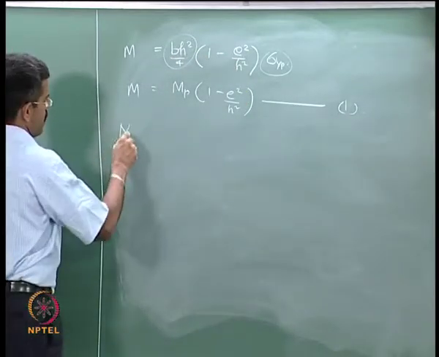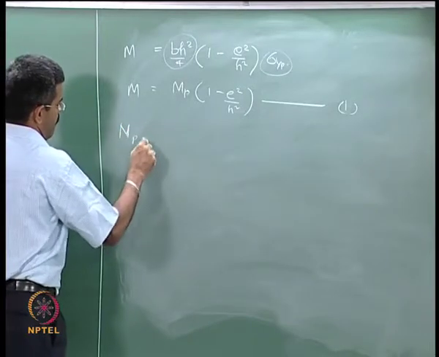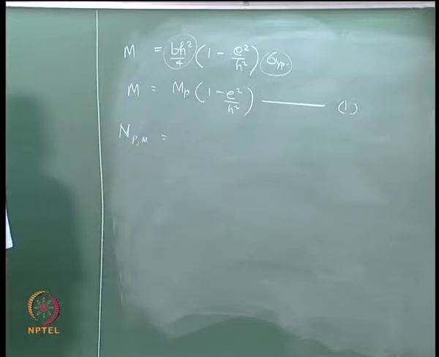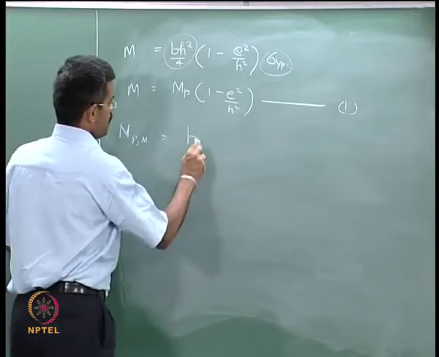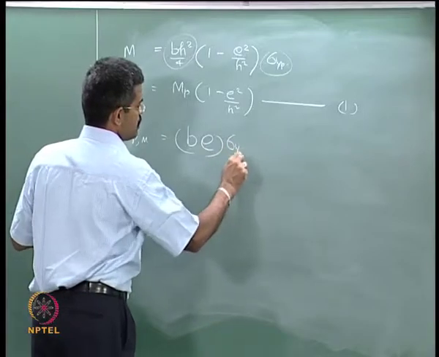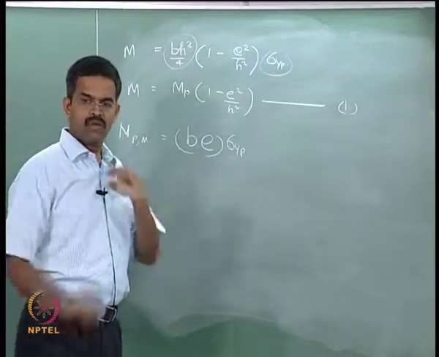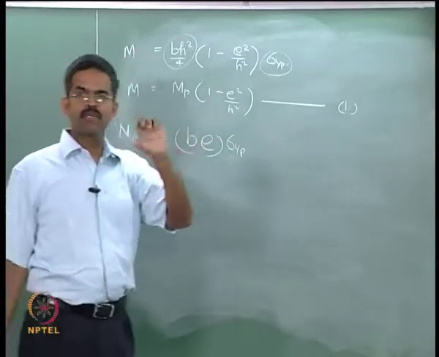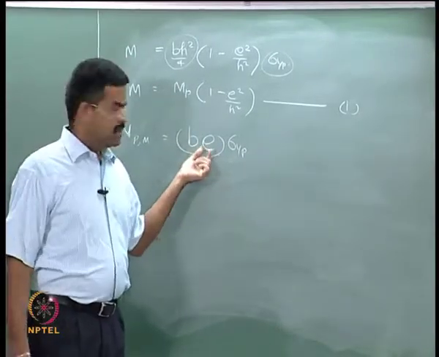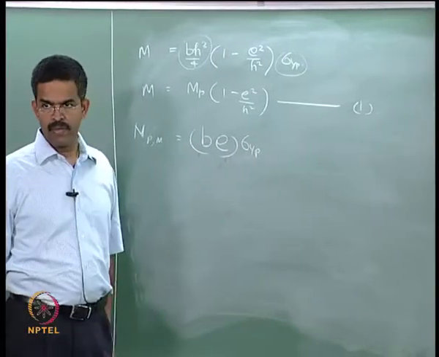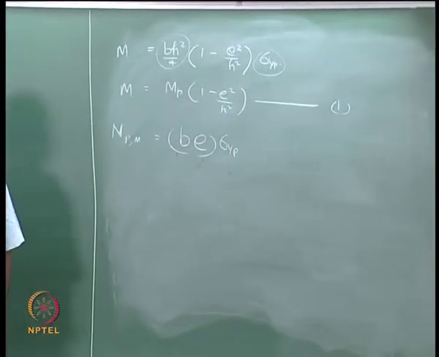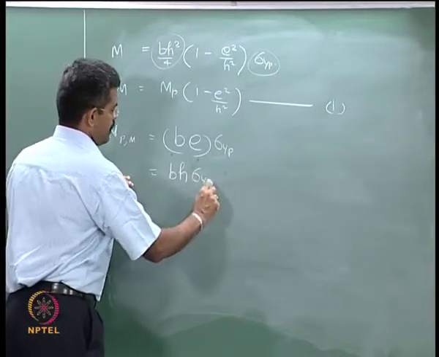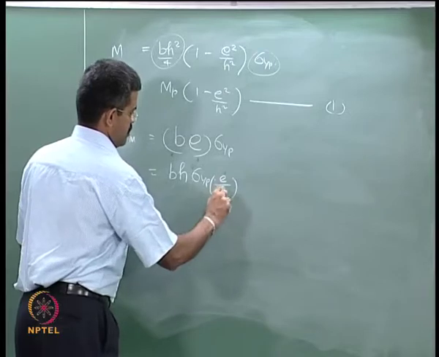NPM, which is pure axial load case, in that case for this rectangular section could be simply B into E into sigma y. If you look at the drawing or the figure 1 which we made earlier, the elastic part will have a depth of E by 2 and E by 2, which is E, the breadth is B and sigma yp, okay, which I can rewrite this as BH sigma yp into E by H, okay.